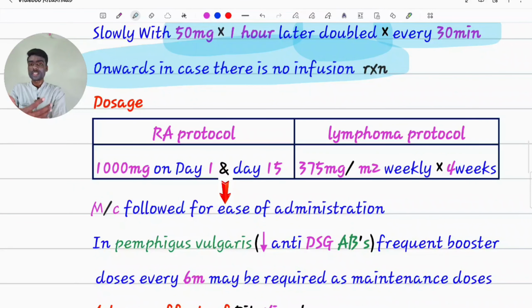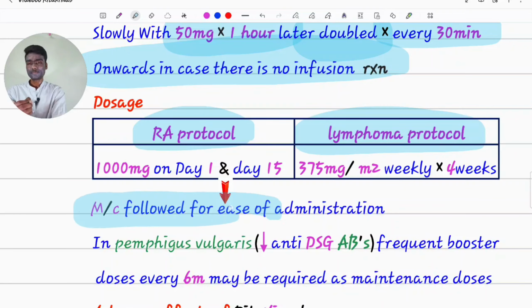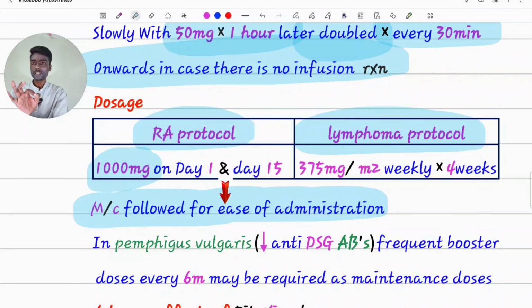What is the dosage? There are two types. Rheumatoid arthritis protocol, lymphoma protocol. Rheumatoid arthritis protocol is very simple and most commonly followed because of its ease of administration. 1000 mg on day 1, we will wait for 2 weeks, that is 14 days. On 15th day, again 1000 mg. This completes one course. Very simple.